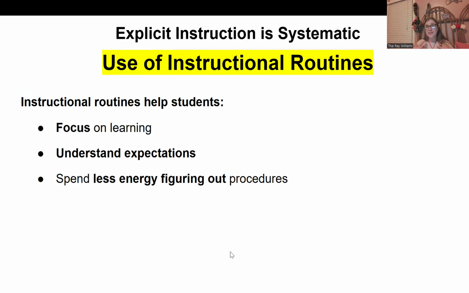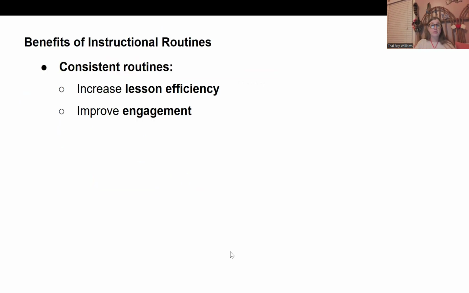Anything you can take away that makes your job easier and your planning easier as a teacher is helpful. So there's less time trying to figure out the procedures, and the students trying to figure out the procedures. And so there are lots of benefits to making sure, I'm going to tell you, teach your routines. Teach your routines. There are lots of benefits to it.